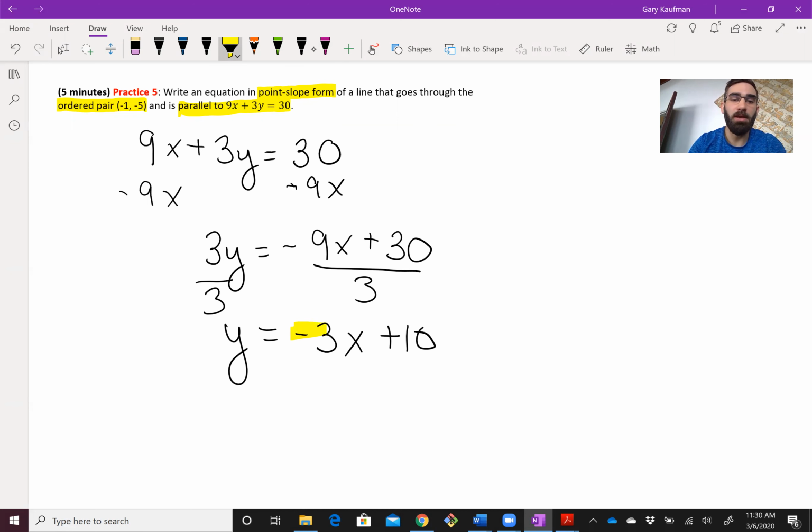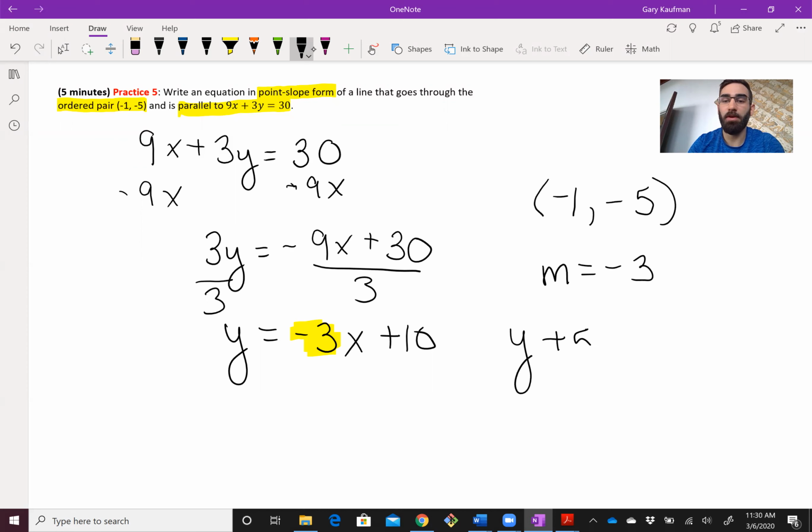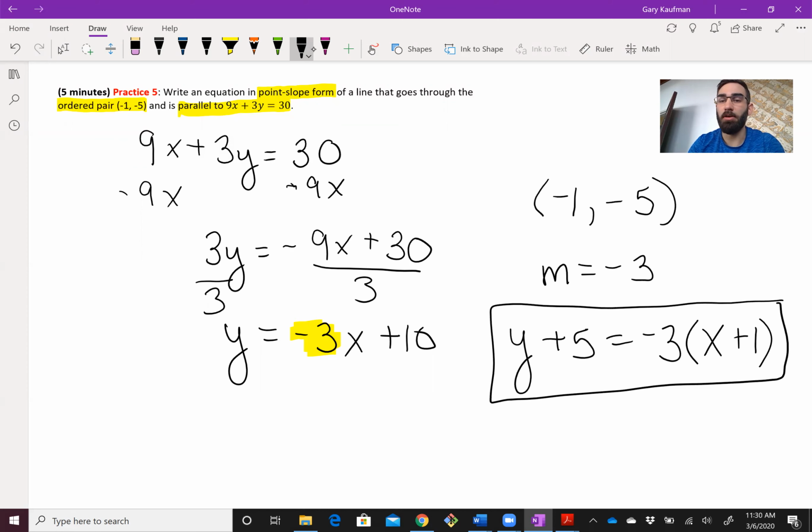So I am parallel to this. So what information do I have? I have the point -1, -5, and I have that m equals -3. Since we're asked point slope form, I can go straight to it. y plus 5, because minus a negative, equals -3 times x plus 1. And there is my equation that goes through this point and is parallel to that equation.